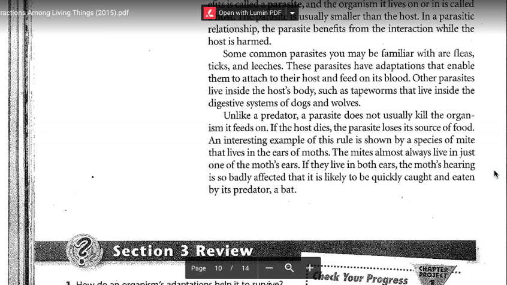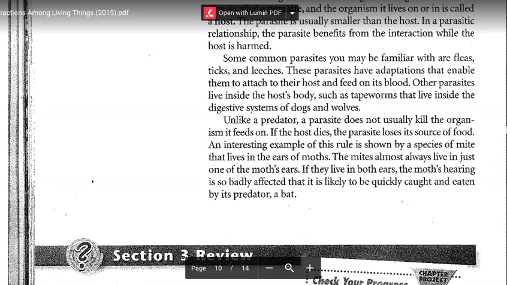Unlike a predator, a parasite does not usually kill the organism it feeds on. If the host dies, the parasite loses its source of food. An interesting example of this rule is shown by a species of mite that lives in the ears of moths. The mites almost always live in just one of the moth's ears. If they live in both ears, the moth's hearing is so badly affected that it is likely to be quickly caught and eaten by its predator, a bat.